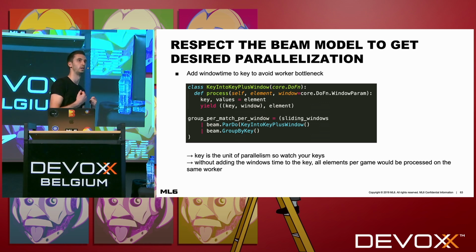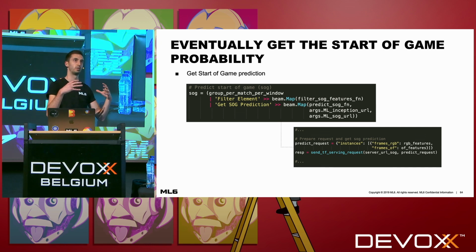So once we add the window time into our key, we can then materialize the window by the group by key action, which is happening there. And once we have our list of frames, we can start doing the predictions for our start of game. So here we're doing 2 steps again. Filter element is just going to throw away data that it doesn't need, just to make it a bit lighter. And then the second step will be to get the start of game prediction. And here we're passing on 2 URLs: the inception model where it can be reached, and also the start of game model where it can be reached.